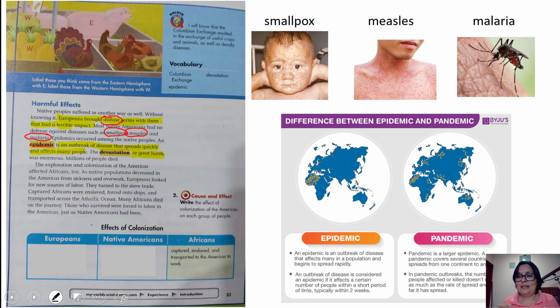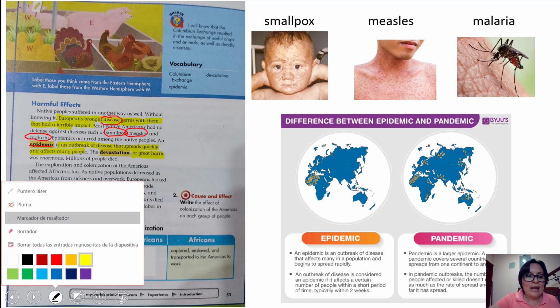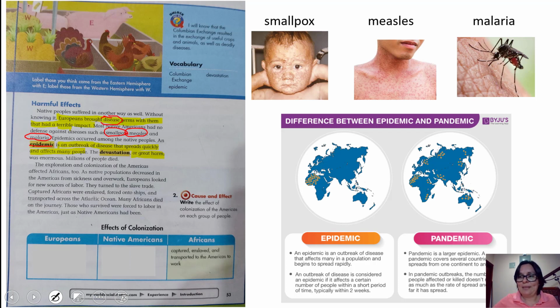I want you to see this chart that we have in here. We have epidemic and we have pandemic. If you can see in here, we have an example of an epidemic. It says that an epidemic is a disease that affects many people. Look, disease that affects many people in a population. Here we have the disease. But this disease is affecting only one area in the world, okay? The epidemic is an illness that spreads quickly, affects many people, but only in one area.